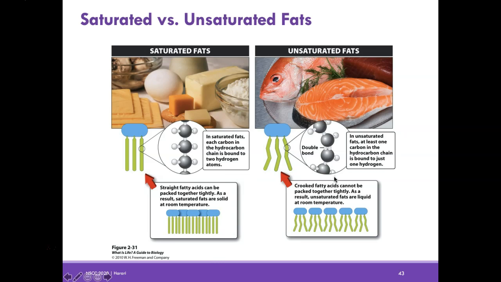Conversely, in an unsaturated fat, at least one carbon in the hydrocarbon chain is bound to just one hydrogen. It's not saturated with hydrogens, right? It's unsaturated. And that means there must be a double bond. And if there's a double bond in the hydrocarbon chain, that means it's a crooked fatty acid, right? Like a little kink in the chain. And that means it can't pack together as tightly. Right? These can't pack together as tightly. So as a result, unsaturated fats are liquid at room temperature.